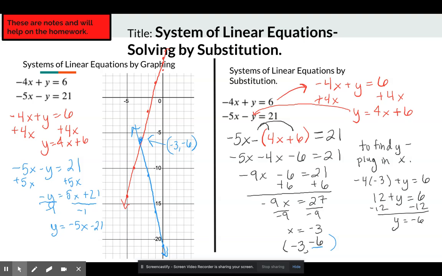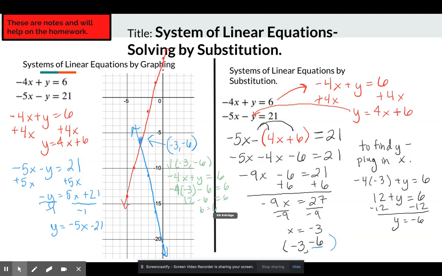Cool. Well, now we just need to make sure we do our check. So I'm going to check (-3, -6) in my first equation, -4x + y = 6. -4 times -3 minus 6 equals 6. 12 minus 6 is, heck yeah, 6. 6 equals 6.